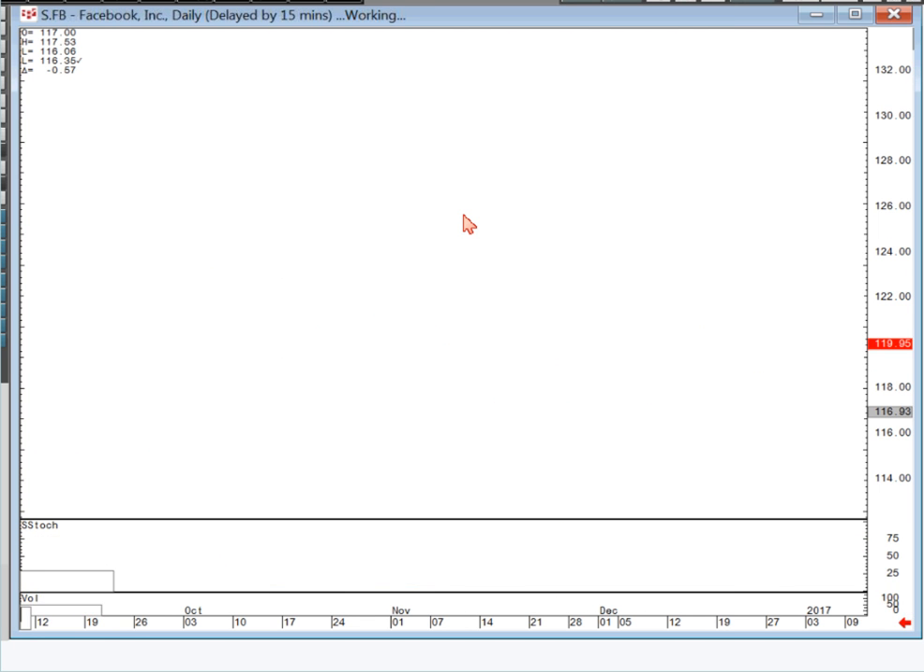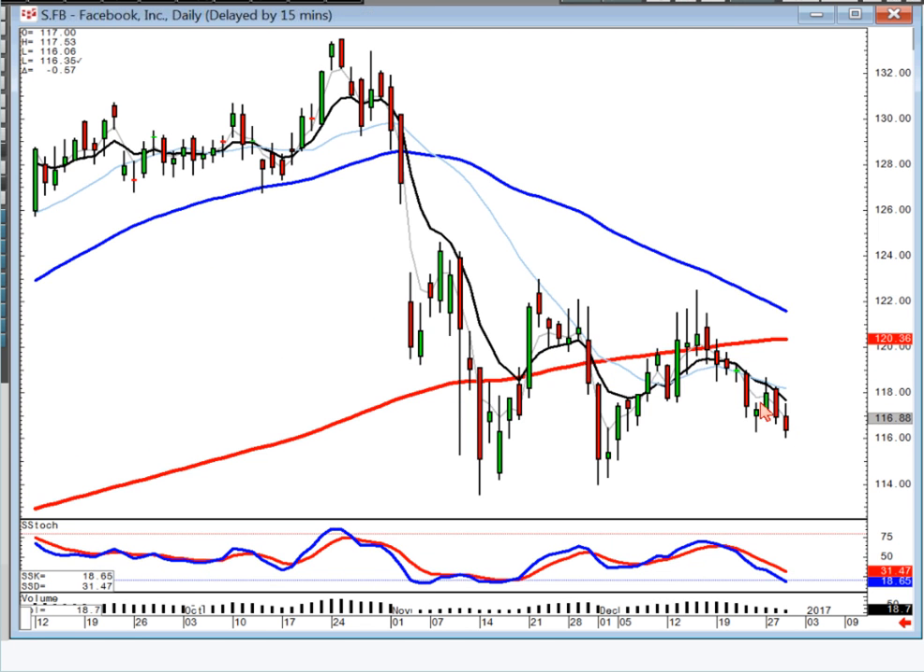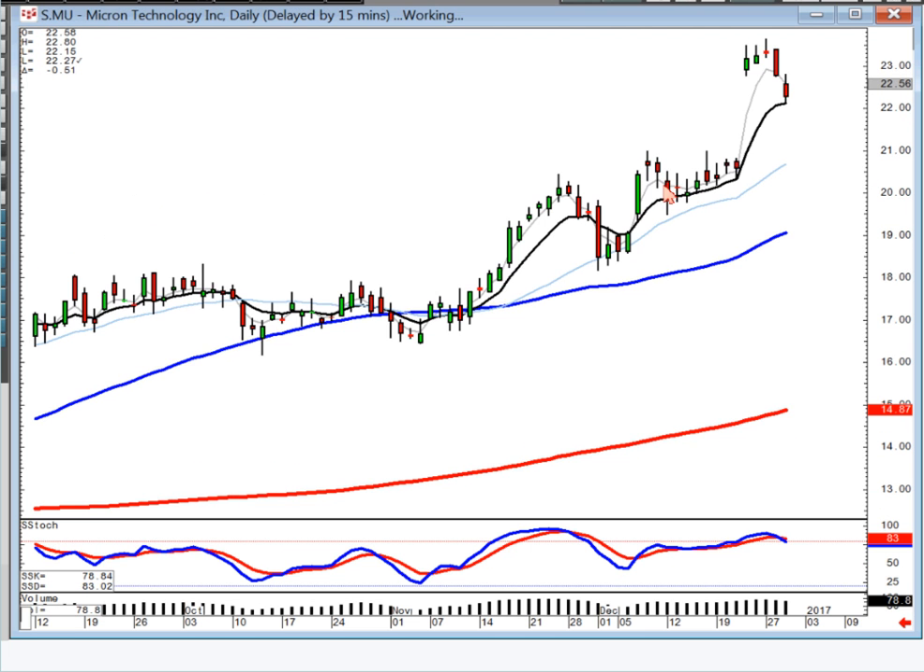Facebook has been a toughie to trade. If I was anything right now, I'd be short, but you can also see there's kind of a sideways mode to it. Haven't traded Facebook in a while just because there's not enough movement to it.